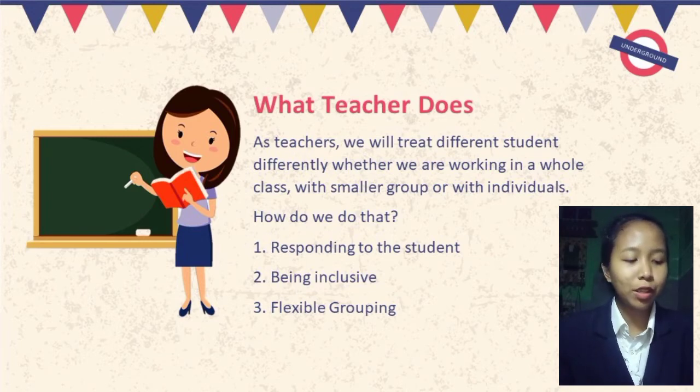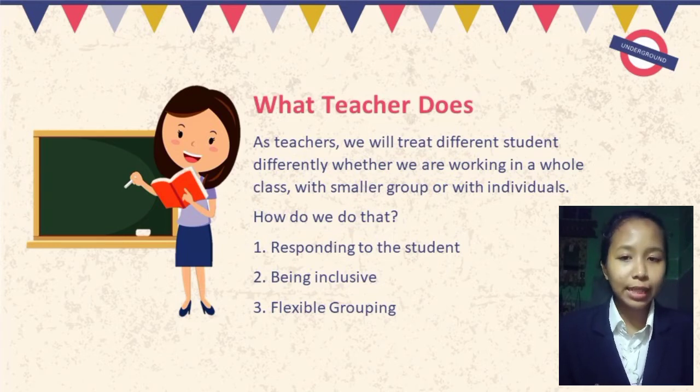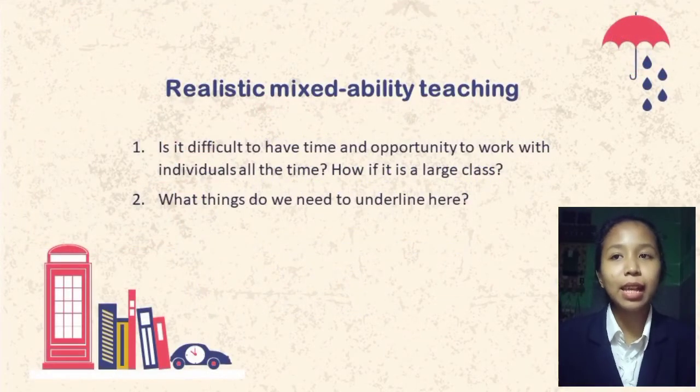We can group students for a number of tasks. Sometimes we might put them in different groups so that each group can do different tasks. We might group them so that different groups can read different texts depending on the difficulty of the text. So the last is realistic mixed ability teaching.